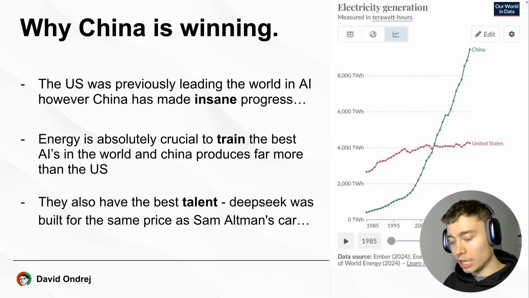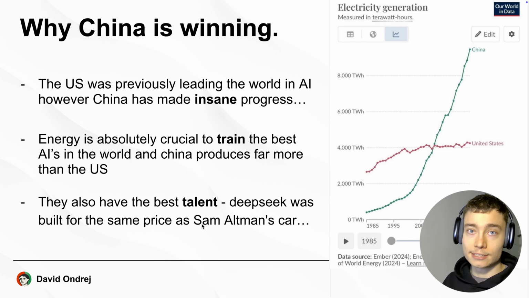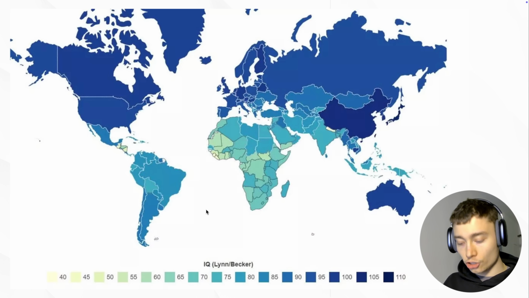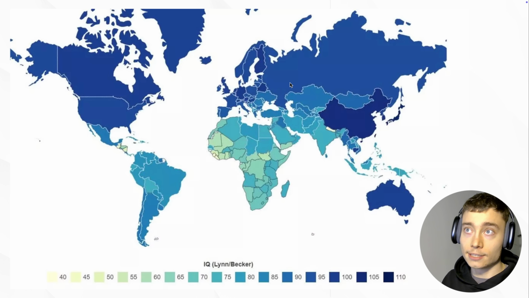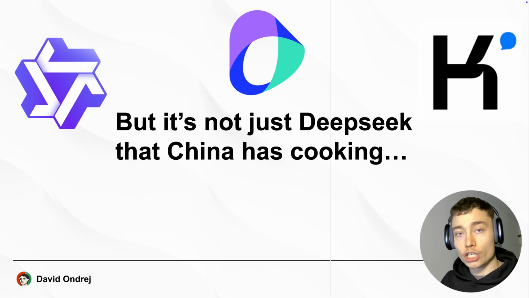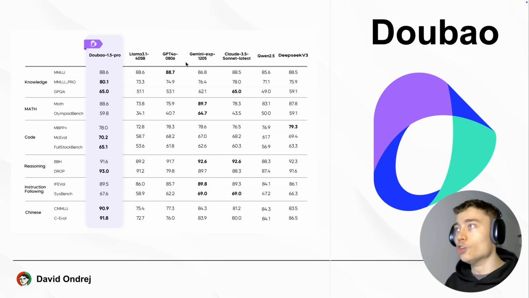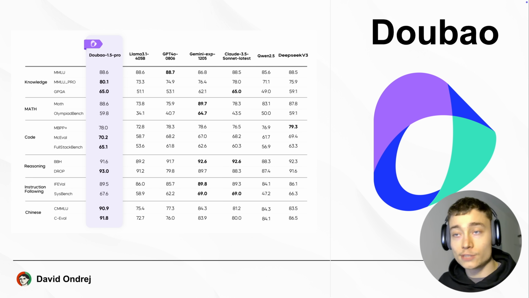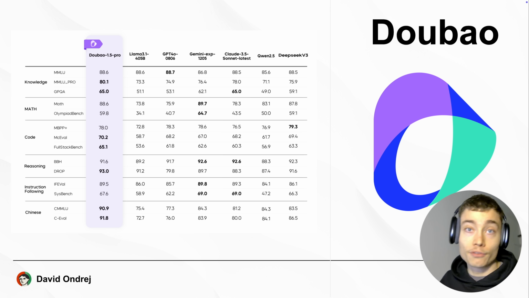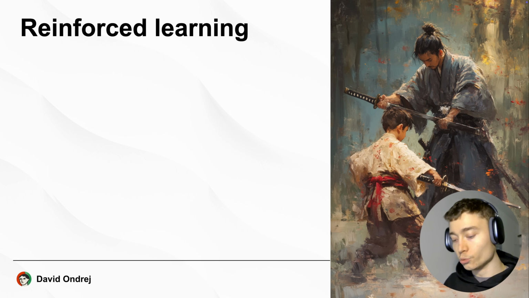That's why DeepSeek was able to be built for the same price as Sam Altman's Koenigsegg. On top of that, China has one of the highest average IQs in the world, which certainly doesn't hurt. But it's not just DeepSeek that China is cooking. Qwen, Kimi, Doubao, those are just 3 of the new AI models that have been released over the past few days, all coming from China, and all of them being open source and absolutely destroying the closed source models coming from the USA. And a lot of that is thanks to reinforcement learning.